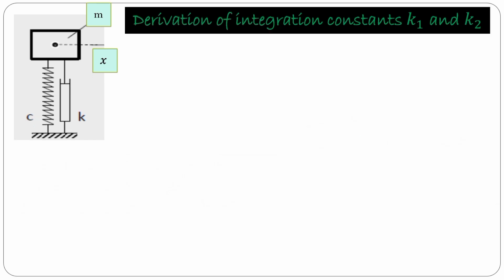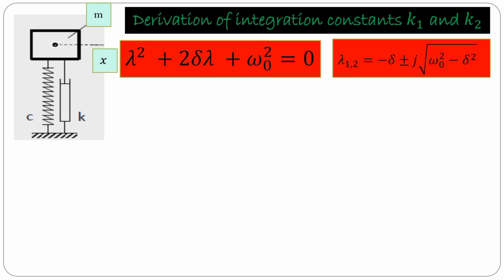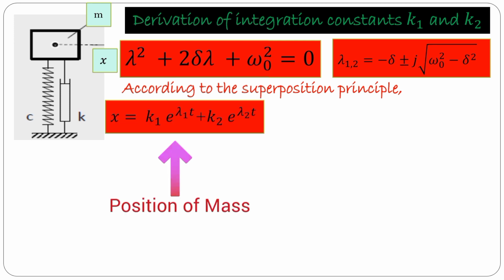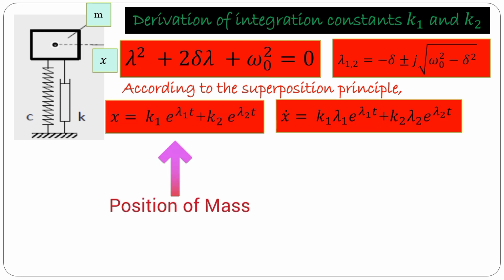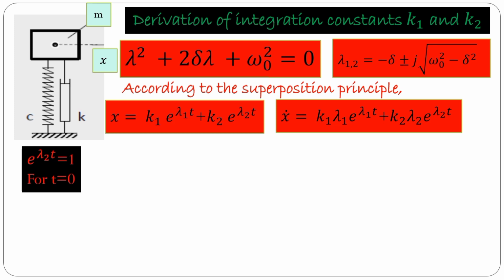Now, let's look at this problem. We have the general homogeneous solution. We can also find the equation that describes the first derivative. So the first equation that you see here is the equation for the position of the mass, and the second describes the velocity of the mass. Of course, we have initial conditions, where x0 is the value for the initial position of the mass, for t equals 0, and x dot 0 is the value of the initial velocity of the mass, for t equals 0.